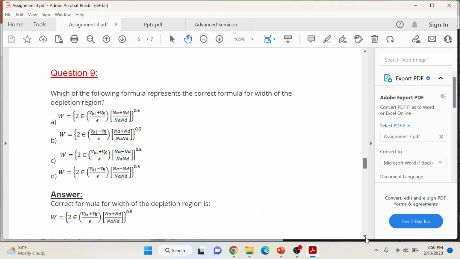The answer is actually not B but C. You made a mistake. You made a plus into minus and minus into plus. Sir, why the plus sign? Because in lecture it was said epsilon VBI by Q, 1 by Na plus 1 by Nd, and the same is Na plus Nd by Nd. This is okay. But only VBI by minus sign, that is the confusion.